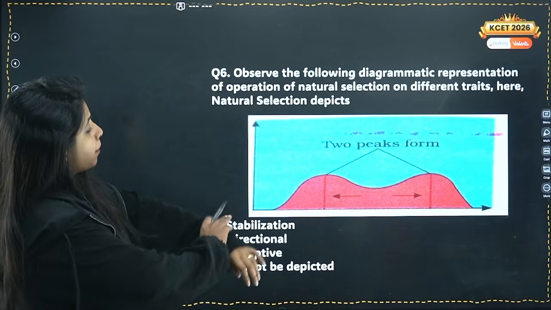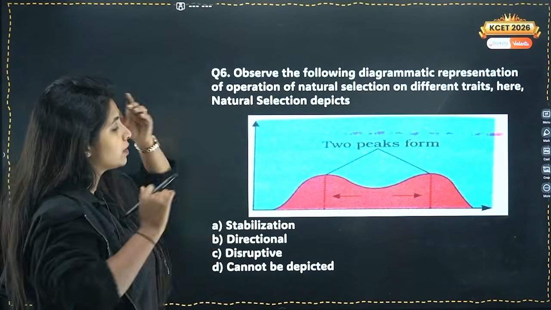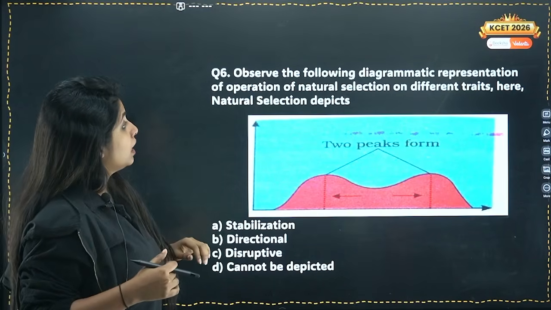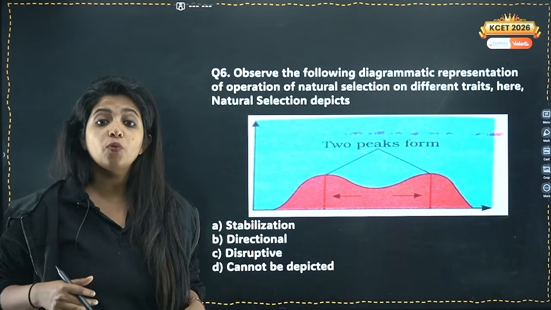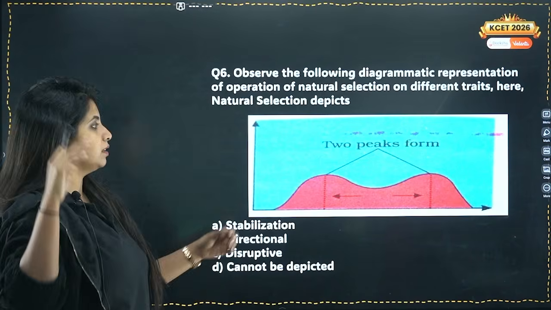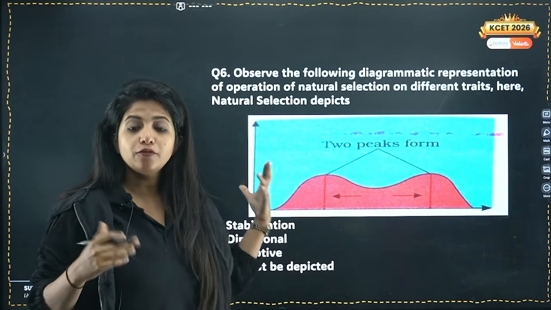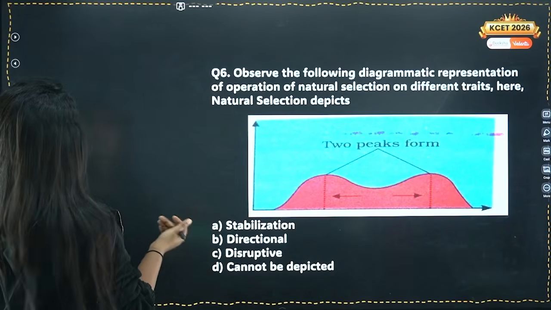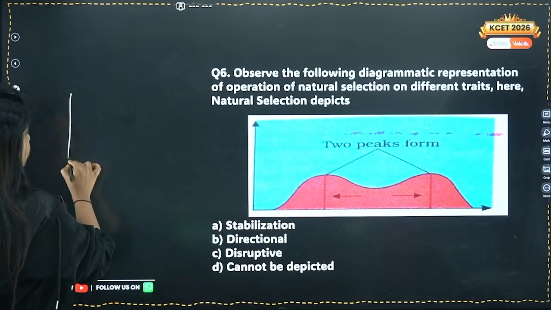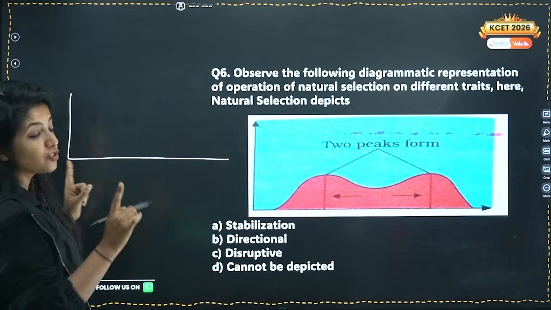Observe the following diagrammatic representation of operation of natural selection on different traits. Here, what does natural selection depict? You have a graph where 2 peaks are there. Well, when you have 2 peaks, it shows that 2 extreme characters are being chosen.